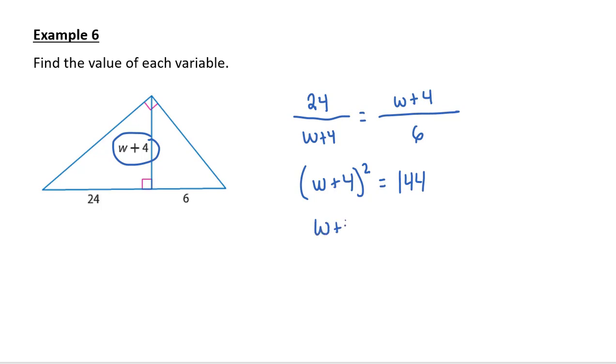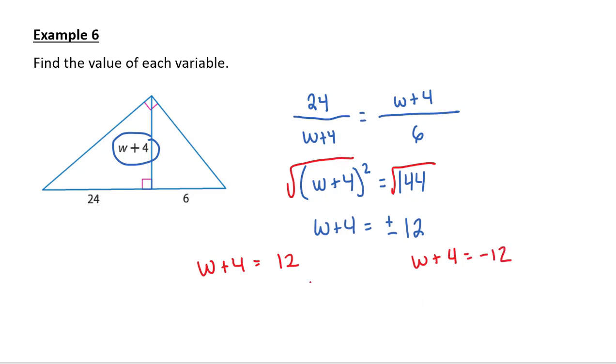I square root, and I get technically plus or minus 12. When you square root an equation, you have plus or minus. So really I have two equations. W plus 4 equals a positive 12, and W plus 4 equals a negative 12. I subtract 4 over. We can't have negative values for W because if I were to plug that back in I get a negative side length. So that doesn't work. You always do want to check your values though.